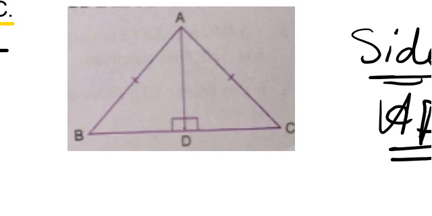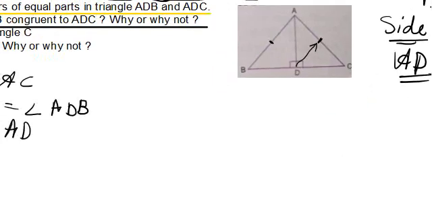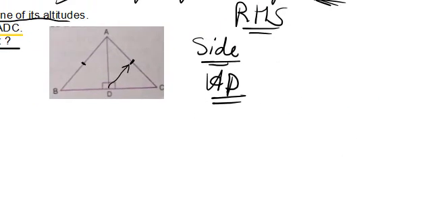Then here same case for the ADC triangle. Again, this AC is opposite to D. Why? Because it is not coming on any of the arms of angle D, therefore it is opposite. And you see that it is the longest side as well of the triangle. And in the question it is given that AB is equal to AC. Therefore, the hypotenuse will also be equal as well.